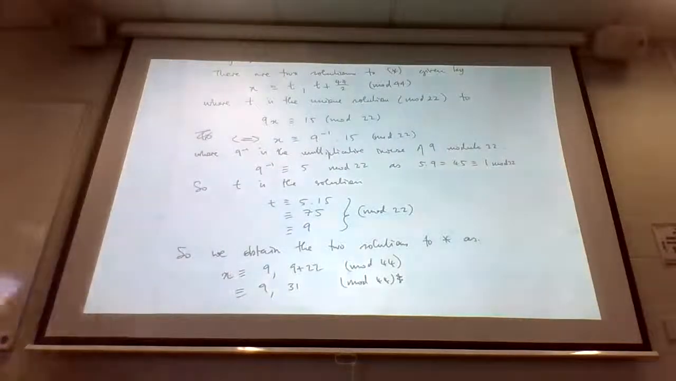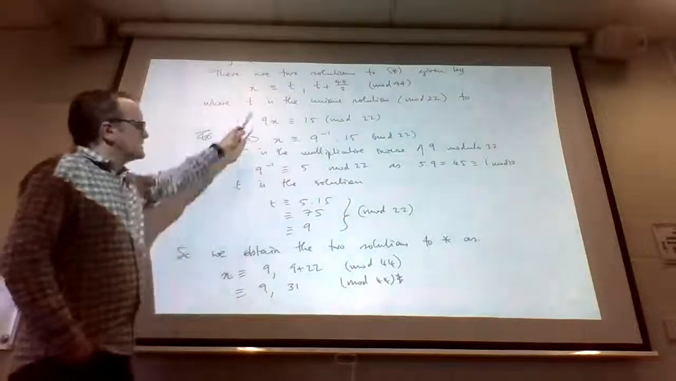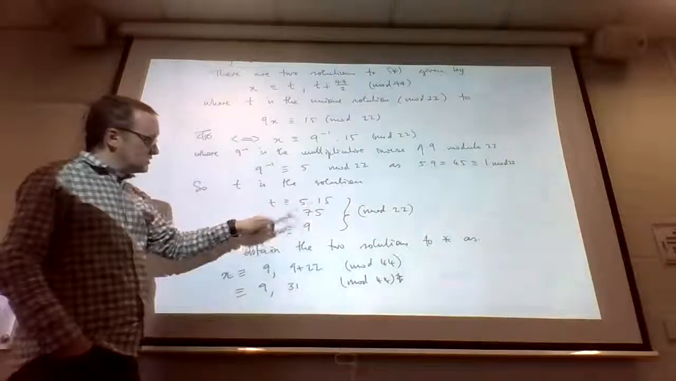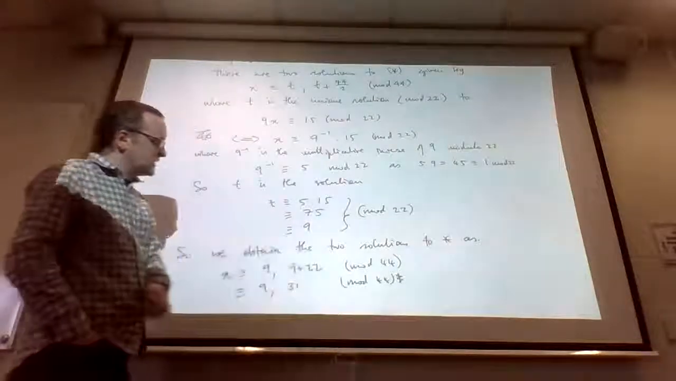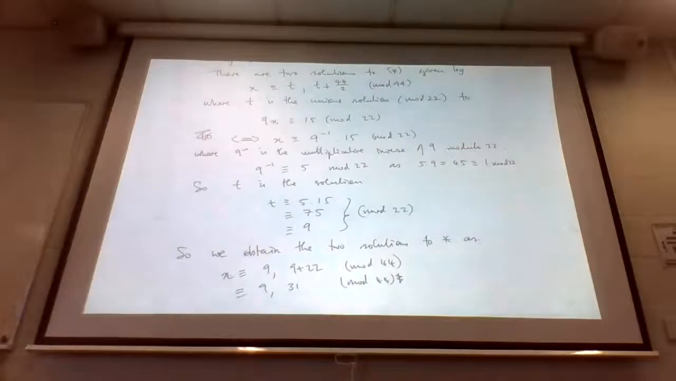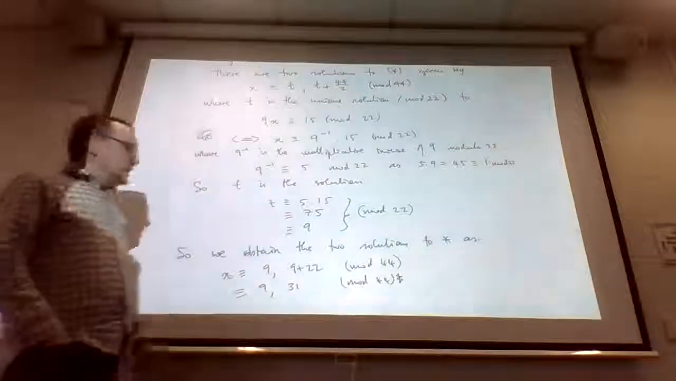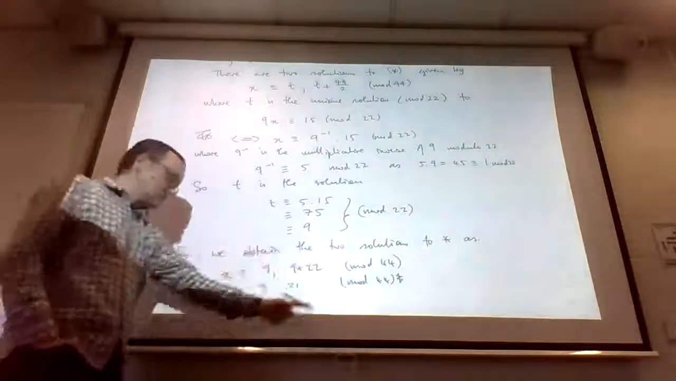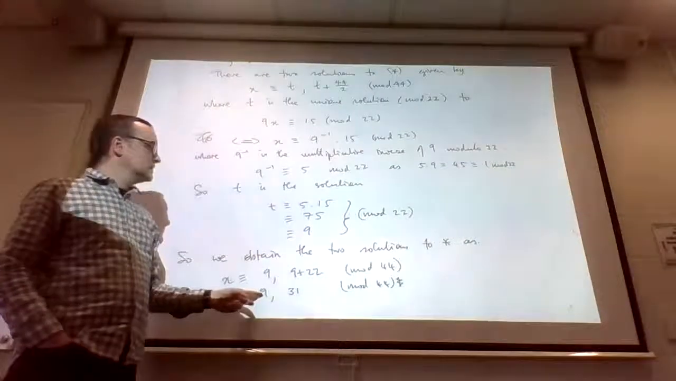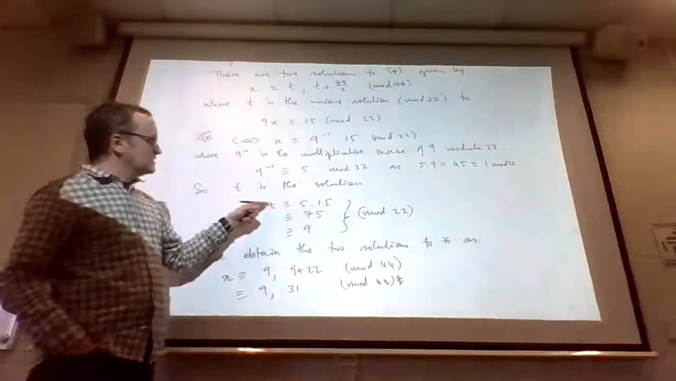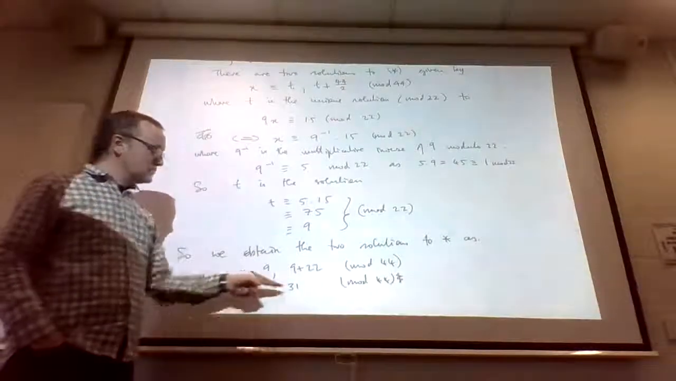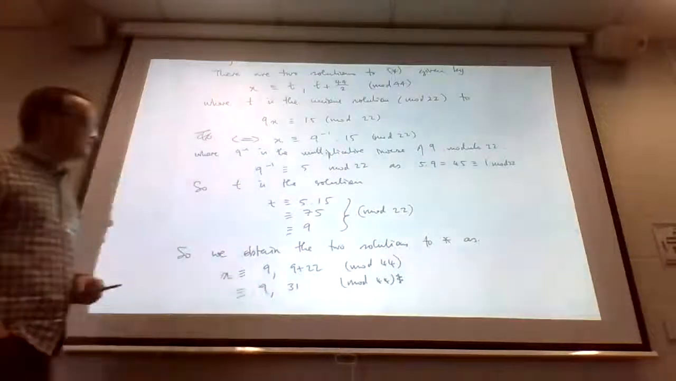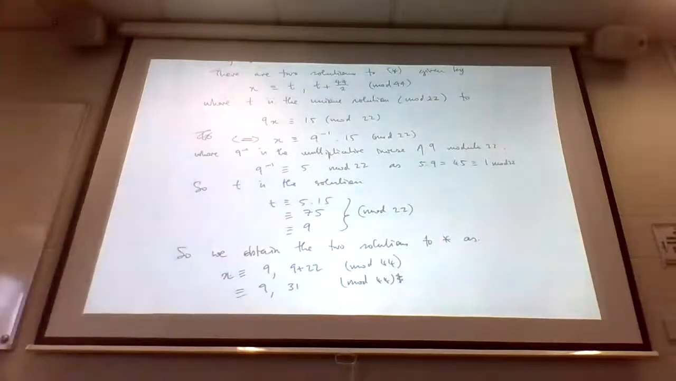There's no point going to another representative of the solution to the reduced one, because if you add 22 again, you're going to get 9 plus 44, which is obviously congruent to 9 modulo 44. So you just get back to this solution. So every representative of the solution to the reduced congruence is congruent to one of these. Yeah. So those are two distinct solutions to the original problem.